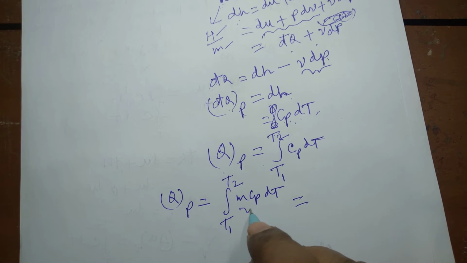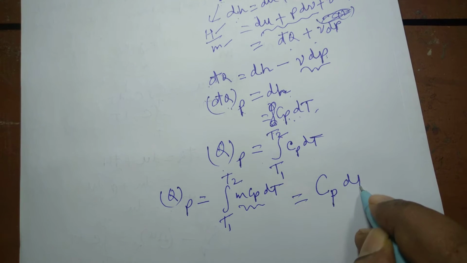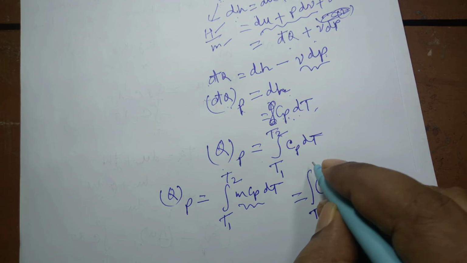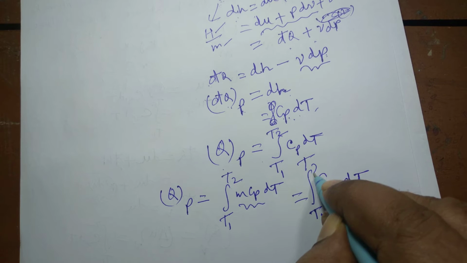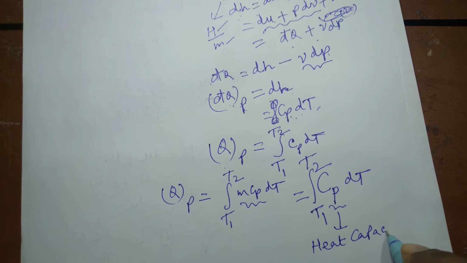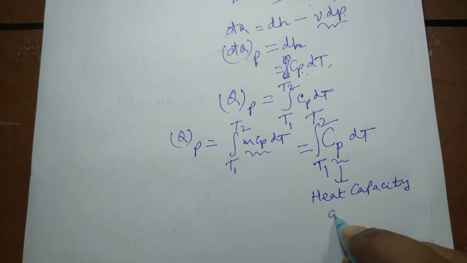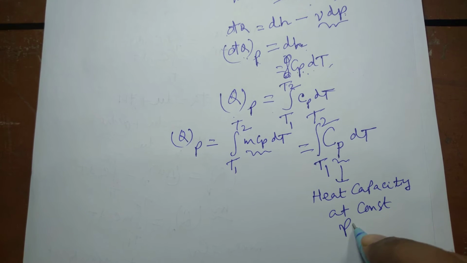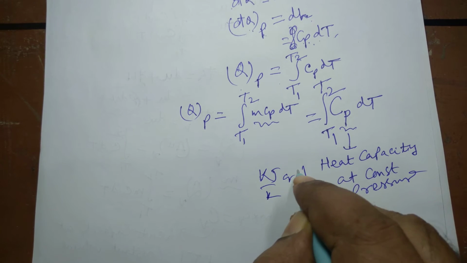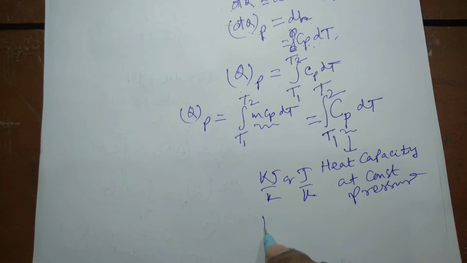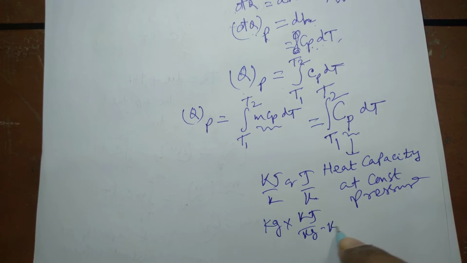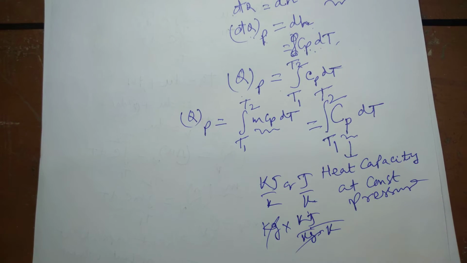And in place of m Cp, I can write capital Cp dT, where this capital Cp is the heat capacity at constant pressure, just like it was in the case of capital Cv. Its unit will be kilojoule per Kelvin or joule per Kelvin, because the unit of mass is kg, and the unit of small cp is kilojoule per kg Kelvin. So on multiplying, this is kilojoule per Kelvin or joule per Kelvin.